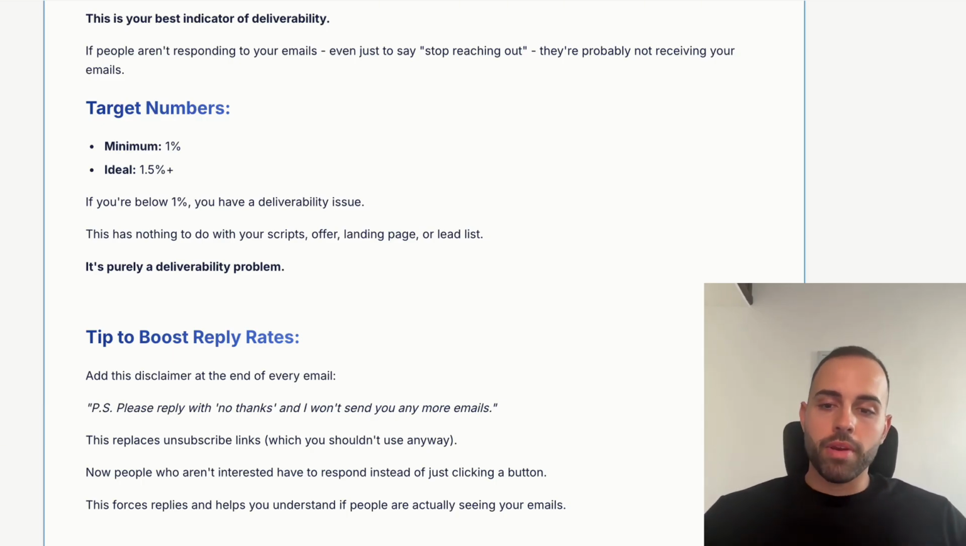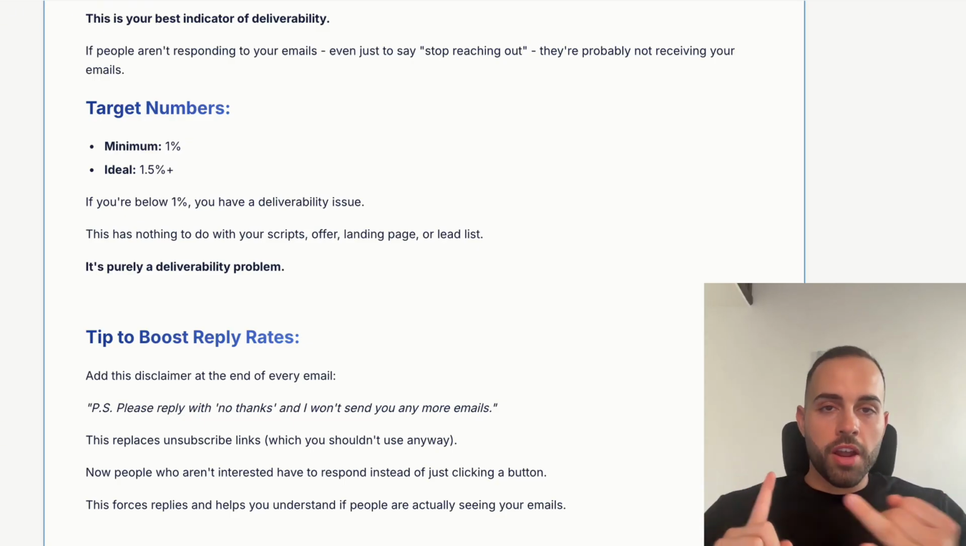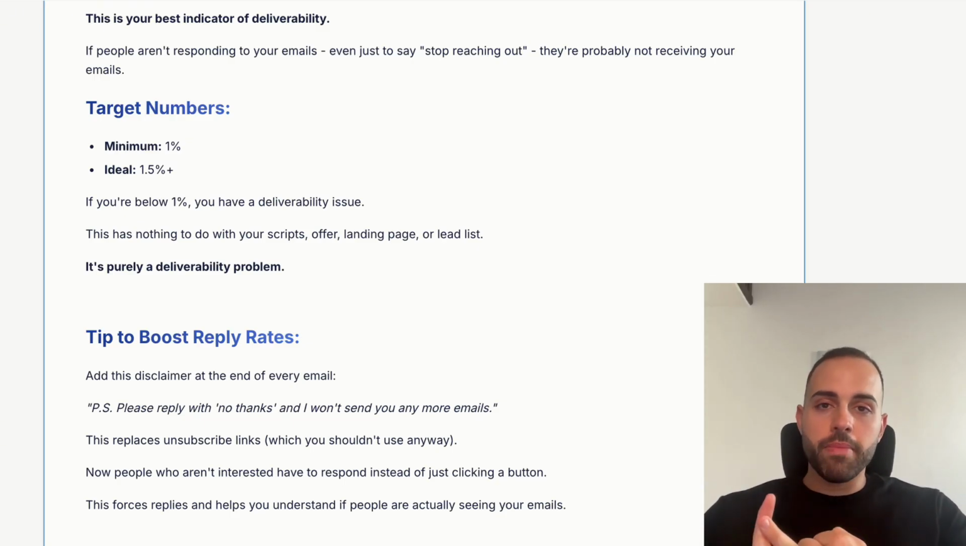But at the same time, you're now giving people who are not interested a reason to respond to your emails as opposed to just clicking on a link and unsubscribing. So by doing this, you're going to be forcing replies. You're going to be able to understand if people are actually seeing your emails, and you're also going to be able to improve your domain reputation because you're just going to be getting more replies.